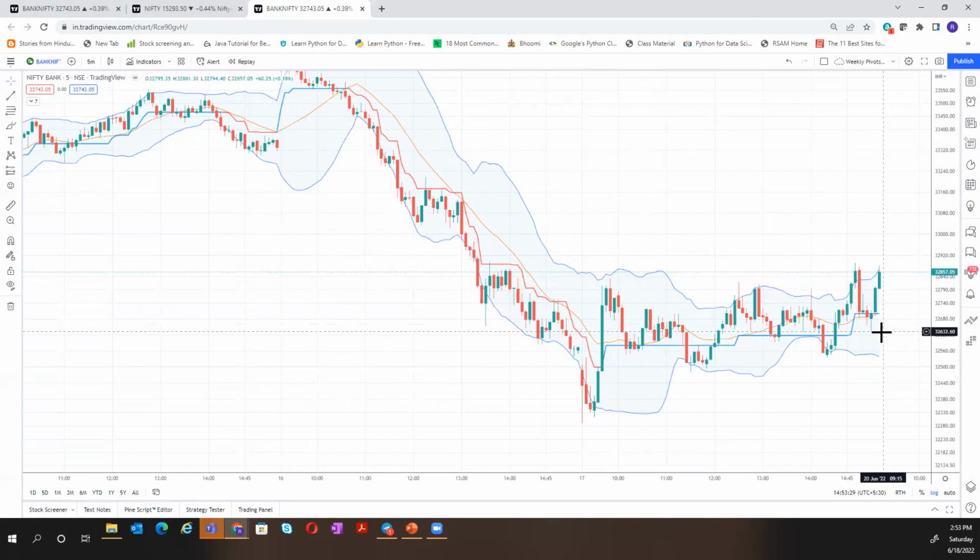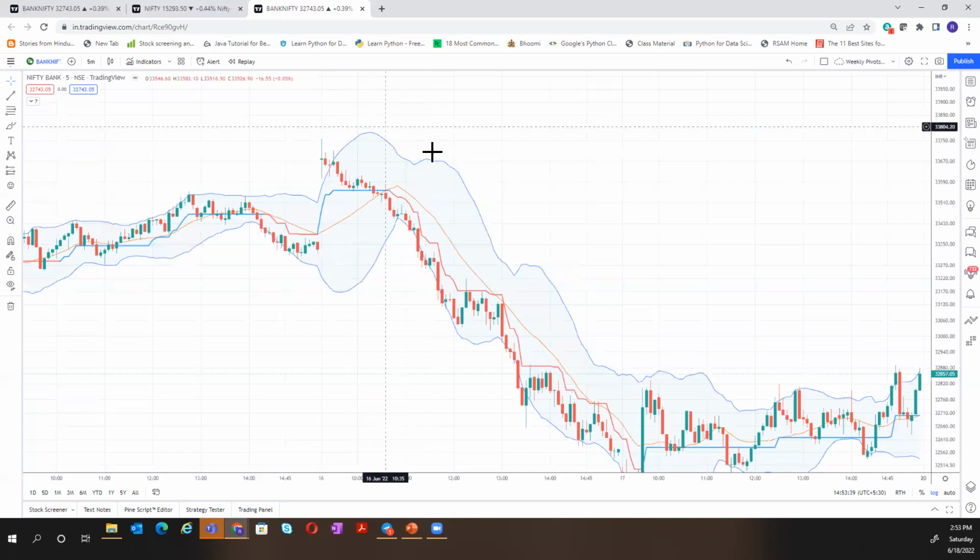But what I am trying to communicate here is that this follow line indicator changes color. If it is blue, it is on the upper band of the Bollinger Band. This is the upper band, so it is towards the upper side. When it changes to red, it is towards the lower end of the Bollinger Band. Now, what do you see?